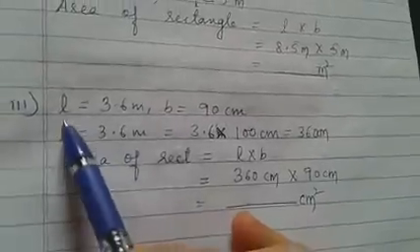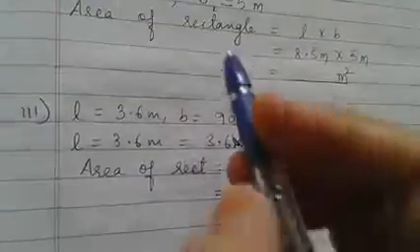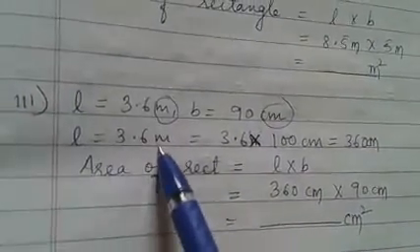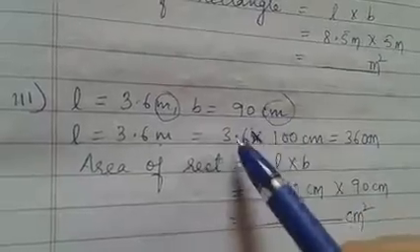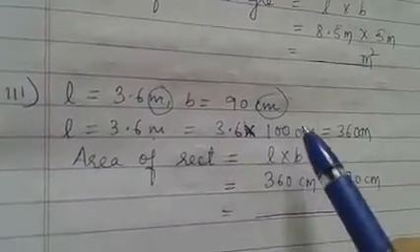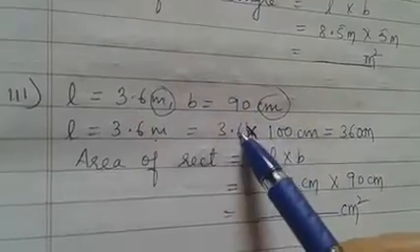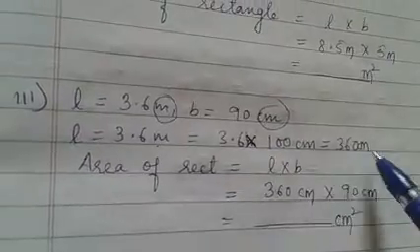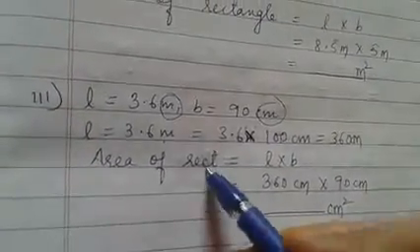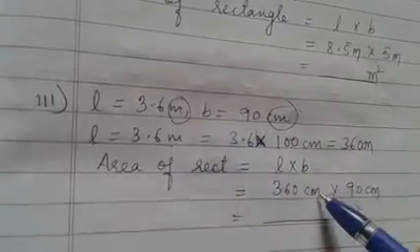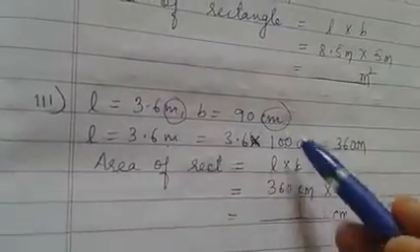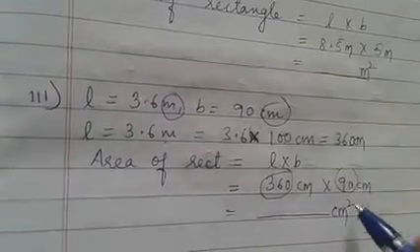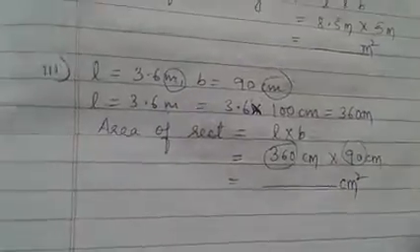Now here you can see length equals 3.6 meter, breadth is 90 centimeter. So here a twist came: here it is meter, and here centimeter. So what I have done is, length is 3.6 meter, I am going to convert it into centimeter. So 3.6 multiplied by 100 centimeter, because 1 meter equals 100 centimeter. So 3.6 multiplied by 100 is 360 centimeter. So area of rectangle, length into breadth. Length is 360 centimeter multiplied by breadth 90 centimeter. So multiply 360 into 90, centimeter into centimeter, centimeter square.